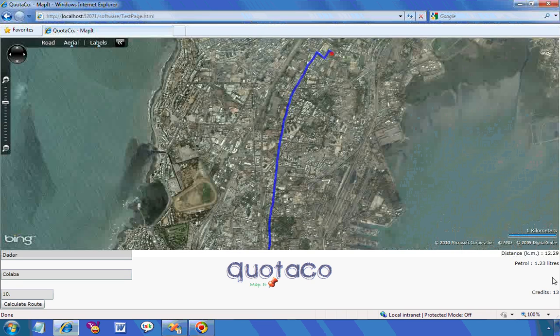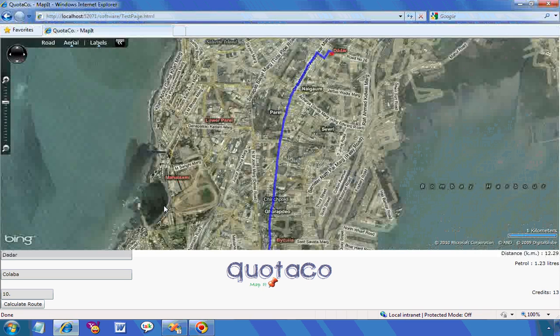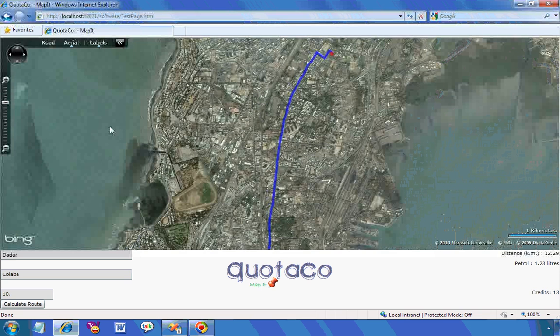Concept which we have tried to integrate into the system by the use of Bing Maps. So this was as far as the MapIt application was concerned.